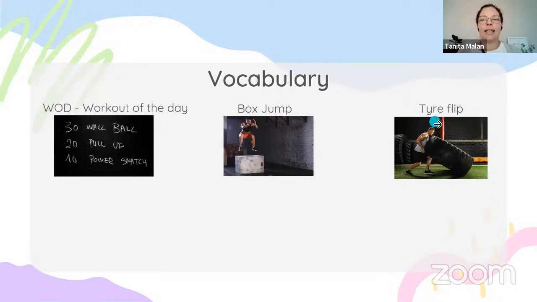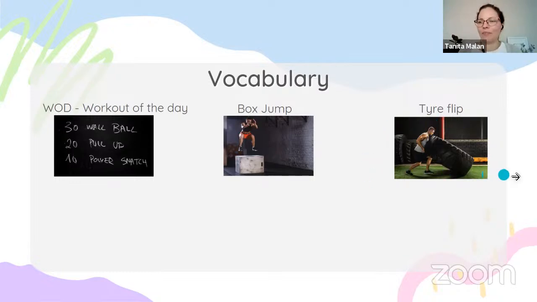Now the spelling is different in American and British English. Here in South Africa, we use the Y, but you might also see an I, T-I-R-E. Okay, so it's not a mistake. It's just the way that we spell it here.